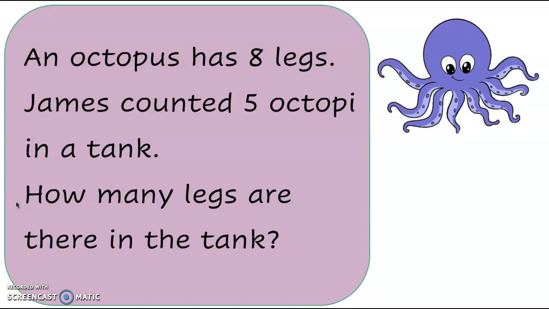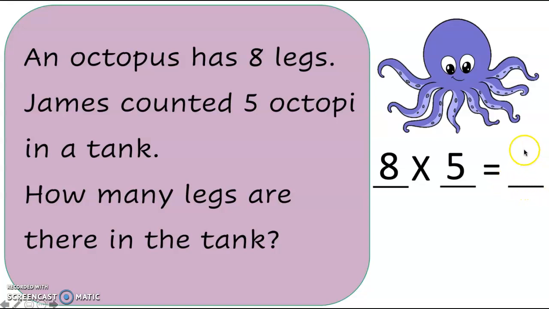So first of all, I know I will multiply, and this is what my problem is going to look like. So I've set it up. Now I know that an octopus has 8 legs, so that will be my first factor. Then it says that there are 5 octopi in a tank, so that will be my next factor. So 8 legs times 5 equals what?